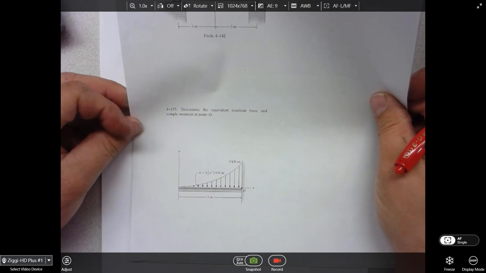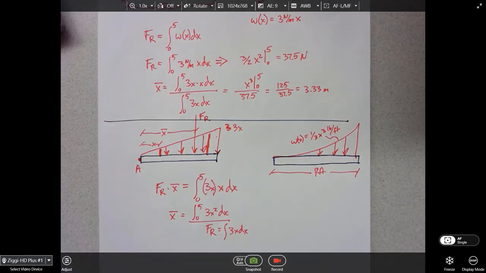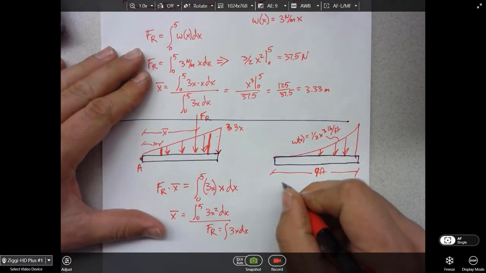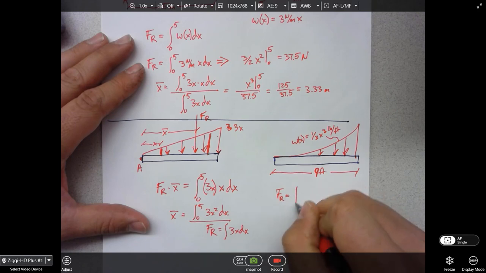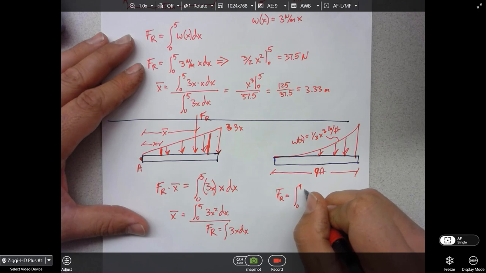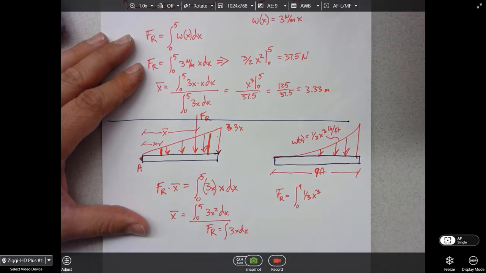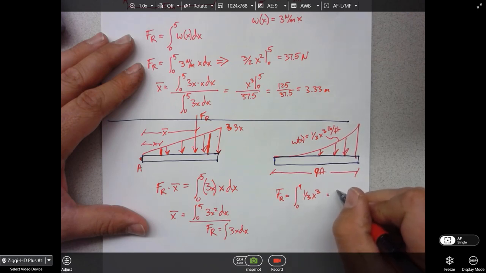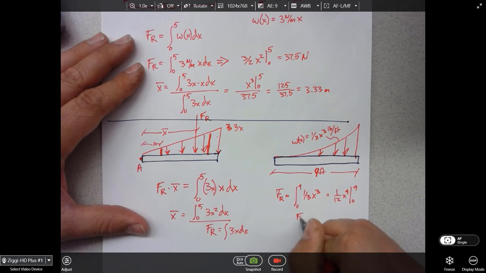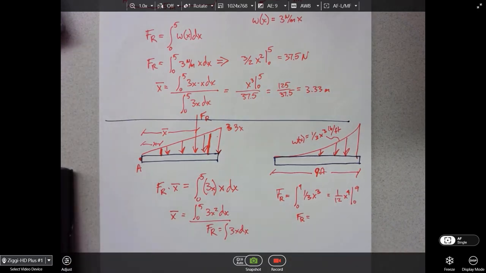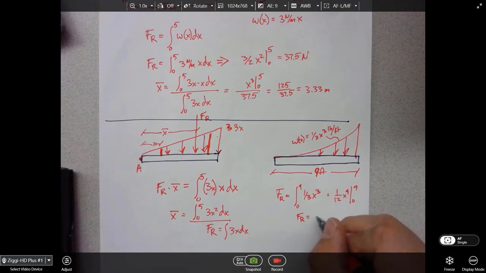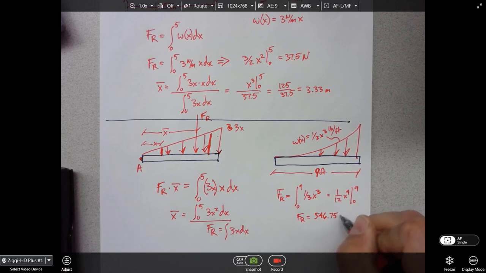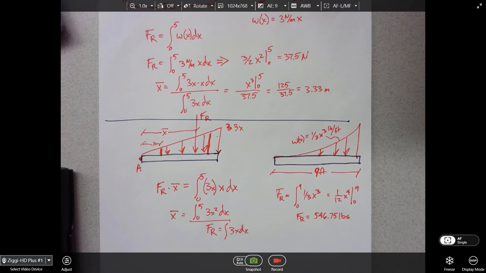I just glanced down at my page, and wouldn't you know it, it was one of the problems I'd already put in there. I can't even make up, I'm not very creative. But go ahead and do this one. Good try. I got 546.75 pounds. Sweet.